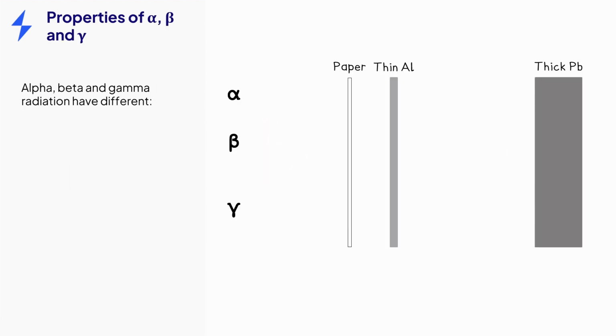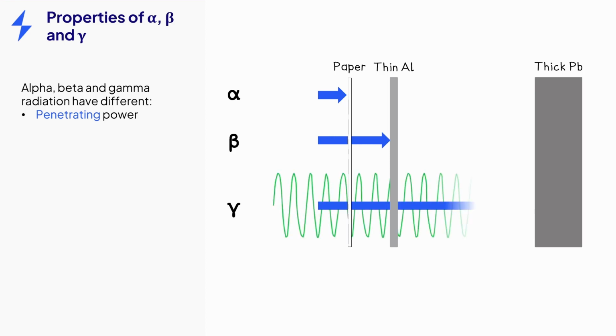You need to know some of the properties of alpha, beta, and gamma radiation. First, let's look at their different penetrating power. This is how easily they can pass through materials. Alpha radiation cannot pass through paper. Beta radiation can pass through paper, but not through thin aluminium. Gamma radiation can only be stopped by a thick sheet of lead or very thick concrete.